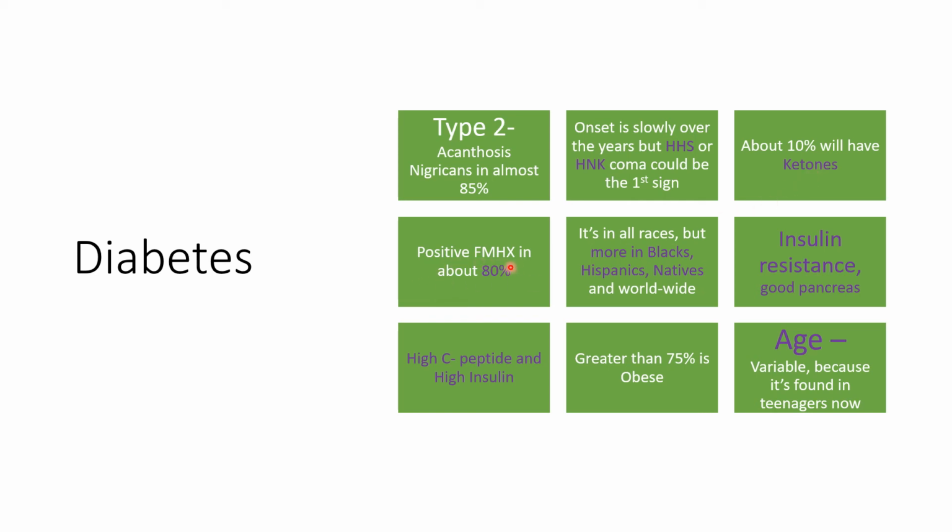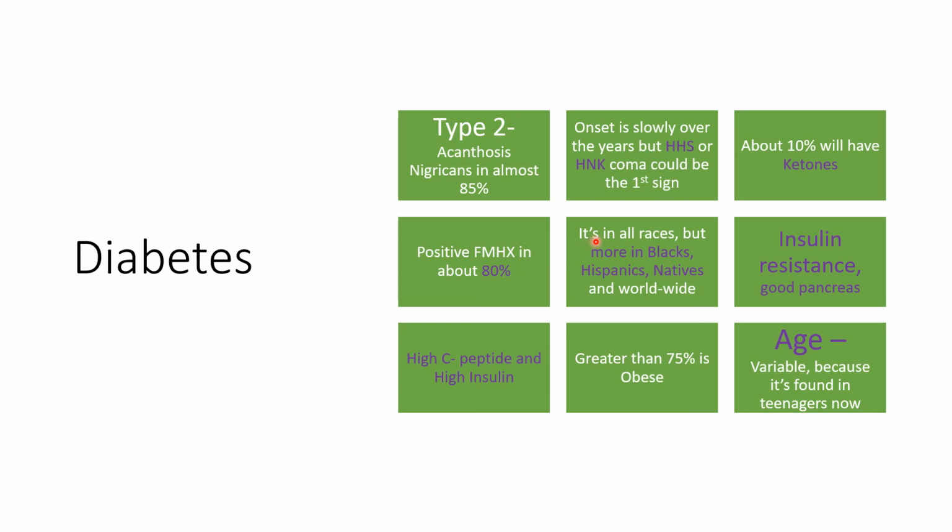The family history is pretty strong here. Remember I said on type 1 that family history is in about 10%. Here it is in about 80%. So family history is very important here.